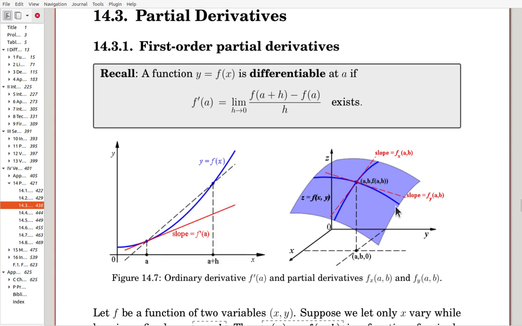For f sub y, similarly, we consider a vertical plane parallel to the y-axis and passing the point. Then we have the intersection, this curve, and we can get the slope of the tangent line. Then that is f sub y. We did exactly the same way. We'll try to get the directional derivative.